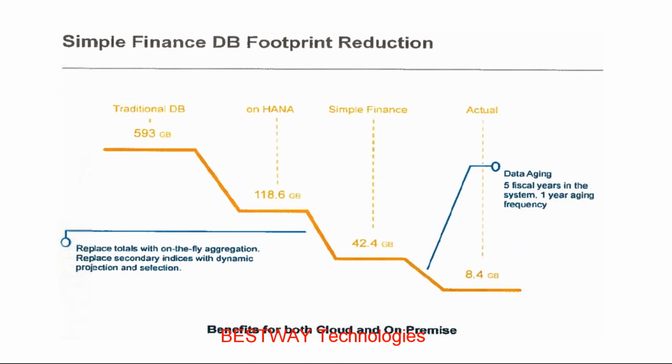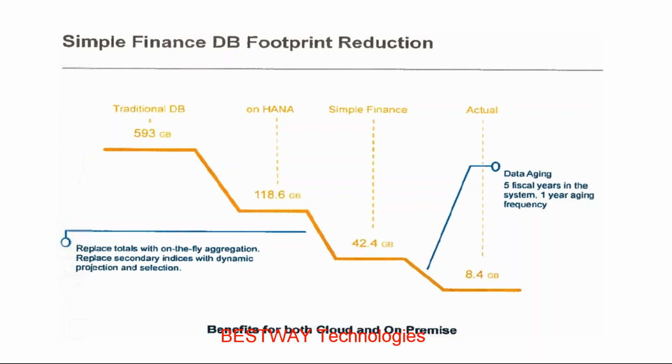How will your database footprint reduction happen when you go to the HANA database? The traditional database, which has 593 GB of data, will get reduced to 118.6 GB because data compression happens. When you move from a row-based to a columnar database, a compression of data happens, which reduces your database size to 118.6 GB. Then later, when you use the Simple Finance add-on, it will remove the indices and totals tables and create an ACDOCA table.